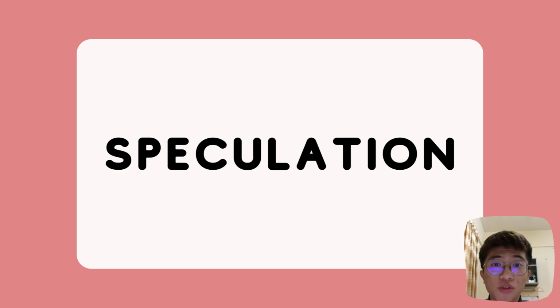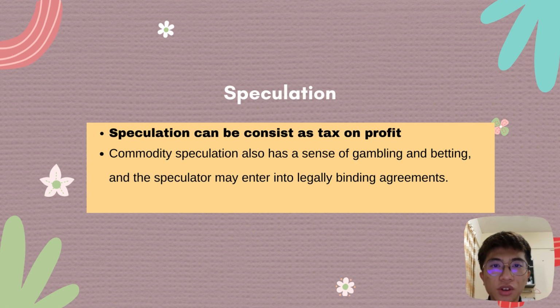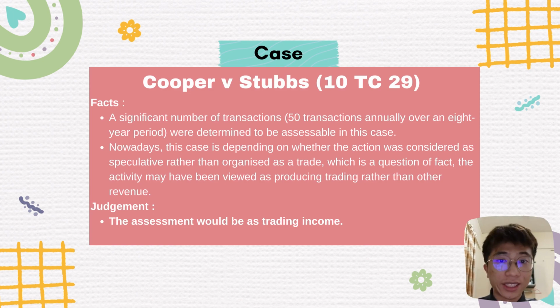For the next part, we will look at speculation. Speculation can be considered a tax on profit. It is because commodity speculation also has a sense of gambling and betting, so the speculator may enter into a legally binding agreement. Now we look at the related case, Cooke versus Stubbs. In this case, the fact is a significant number of transactions, 50 transactions annually over an 8-year period. So it was determined to be assessable in this case.